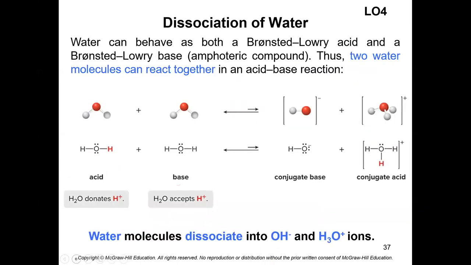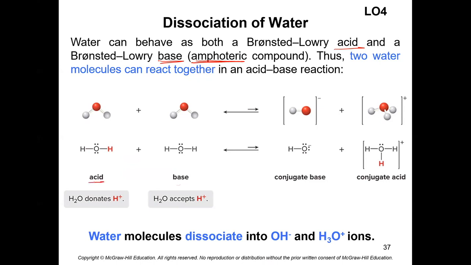Let's compare that with the dissociation of water. So first, let's recall that water can behave as both a Bronsted-Lowry acid and a base. Okay, we call this an amphoteric compound. Okay, so what this means is that if you have a beaker of just pure water sitting on your tabletop, this means that one water molecule can act as an acid, another water molecule can act as a base, and they can therefore react as an acid-base reaction. Okay? And that's what's being shown here.